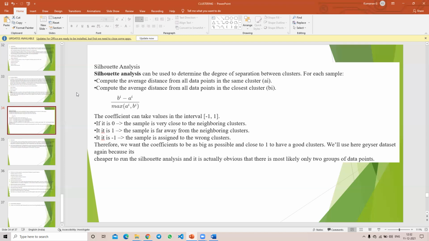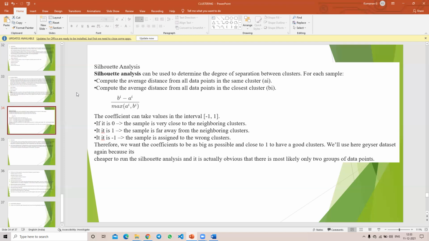We will use the Geyser dataset again because it's cheaper to run the Silhouette analysis. It is actually obvious that there are most likely two groups of data points. In other words, this formula considers both the intra- and inter-cluster distance. For a given point x_i, the average of the distance to all points in the same cluster is calculated.